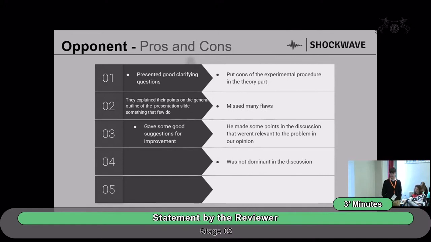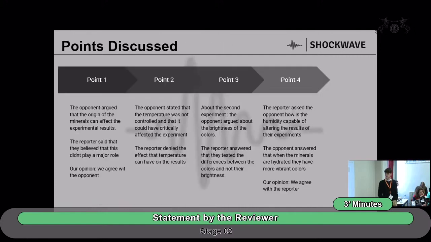Let's move to the opponent. About the pros, presented good clarifying questions. They explained their points on the general outline of the presentation slide, something that few teams do, and gave good suggestions for further improvement. About the cons, put the cons of the experimental procedure in the theory part, missed many flaws that we will explain later, and he made some points in the discussion that weren't relevant to the problem in our opinion, and I think he was not dominant enough in the discussion.